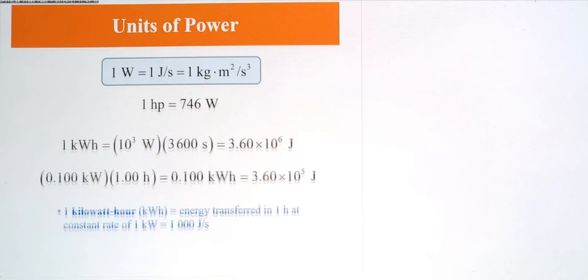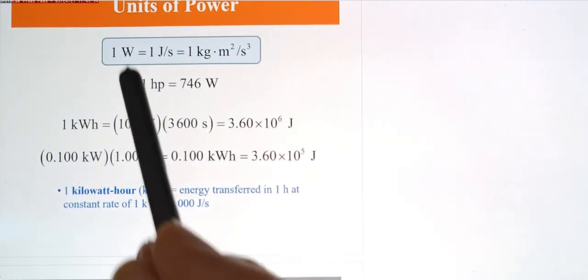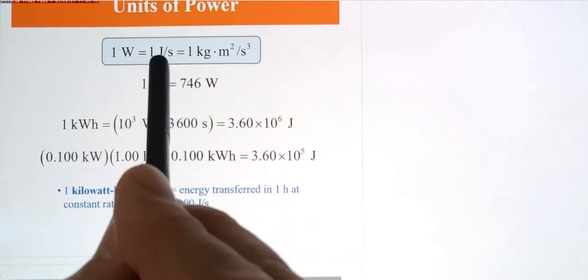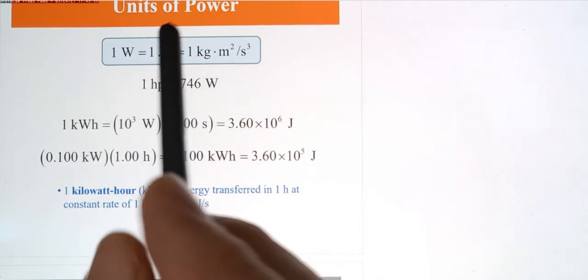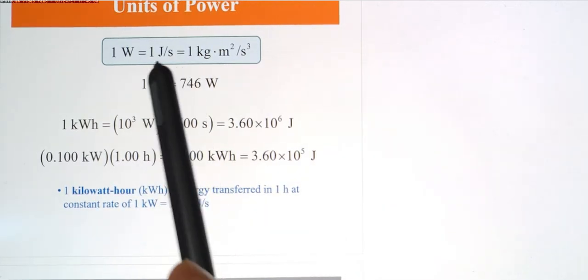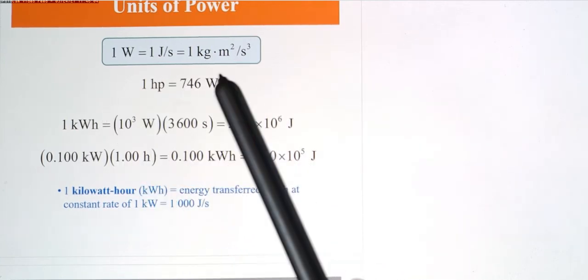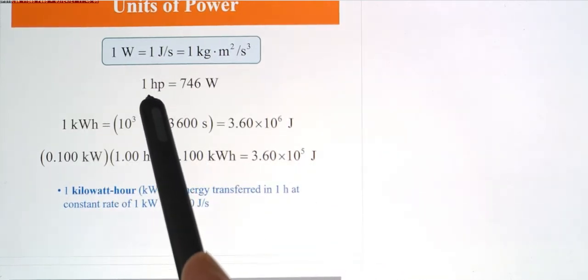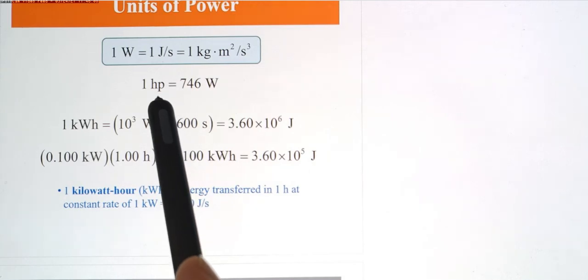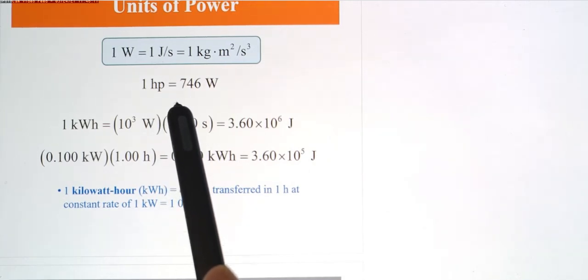Okay. Here 1 watt is 1 joule per second. 1 horsepower, of course everyone hears horsepower. This car is 100 horsepower, 200 horsepower. So what is a horsepower? 1 horsepower is equivalent to 746 watt.